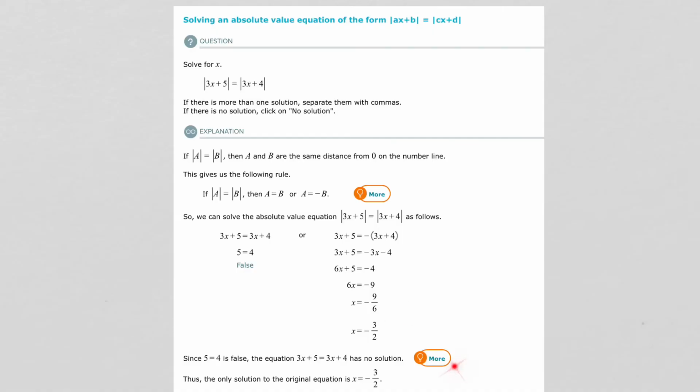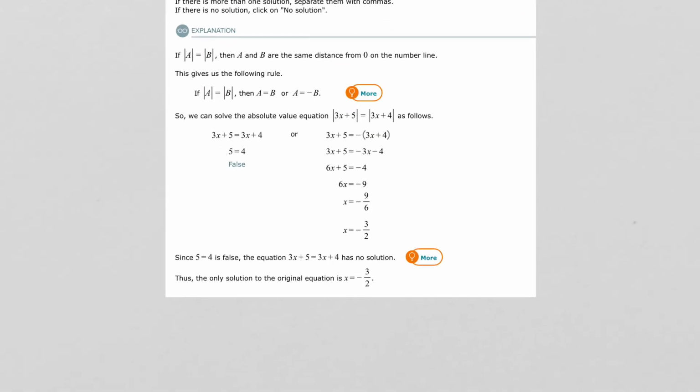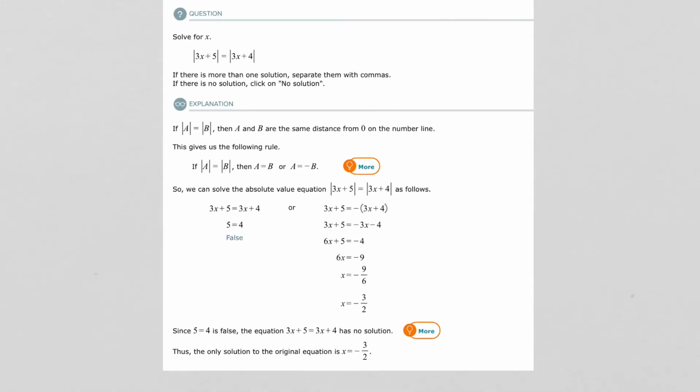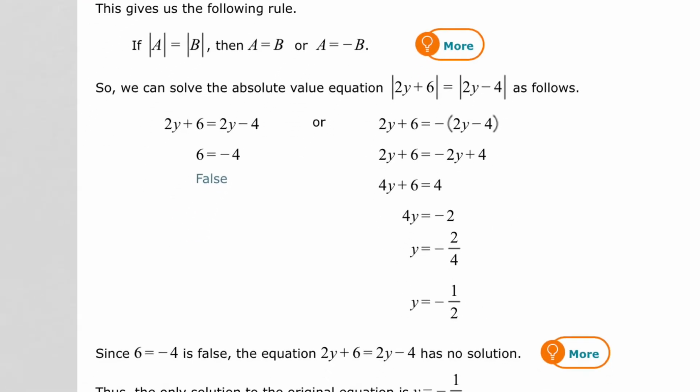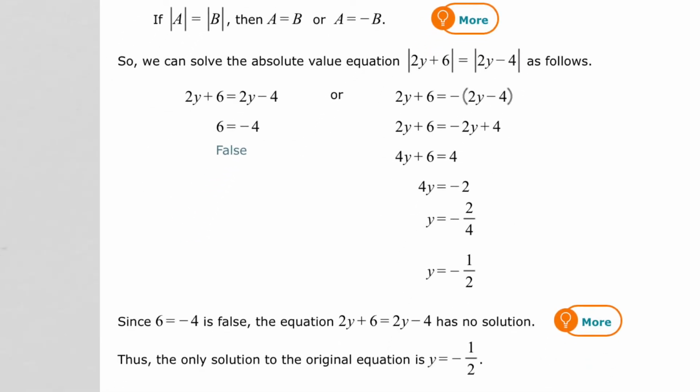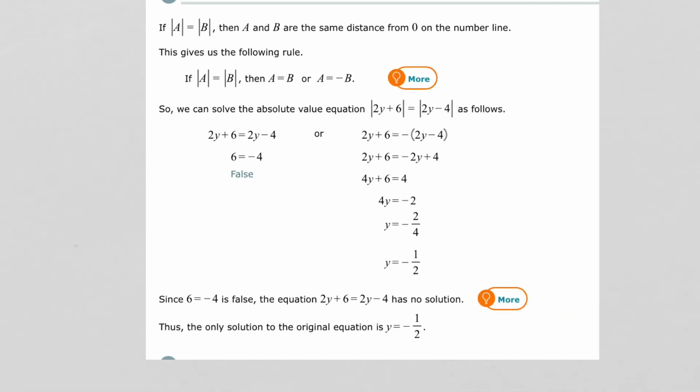When you do that, you get two values. Using the equation with the negative, I get y equals negative 1/2. So our left equation, A equals B, is false. And our right equation, where we distribute a negative into the B, gives y equals negative 1/2.